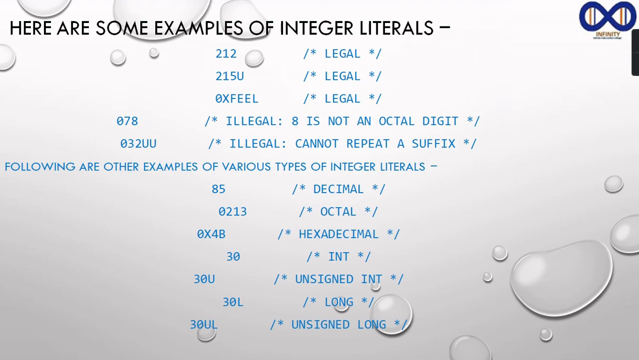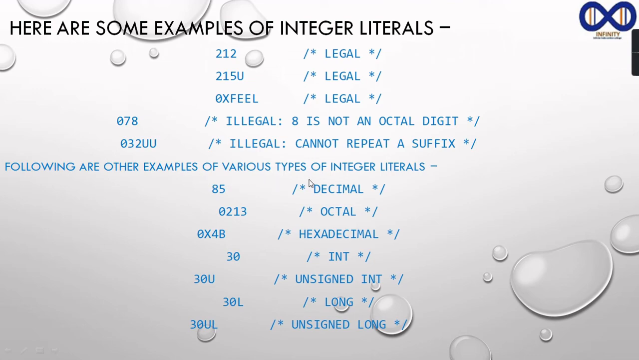Here are some examples of integer literals. You can note all these examples. Following are examples of various types of integer literals. 212 is legal, and 0xFeel is legal. 078 is illegal, because 8 is not an octal digit. 032UU is illegal, because you cannot repeat a suffix; here the U is repeated two times, and a suffix cannot be repeated.